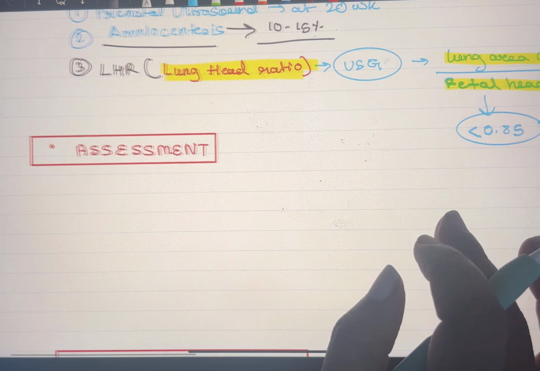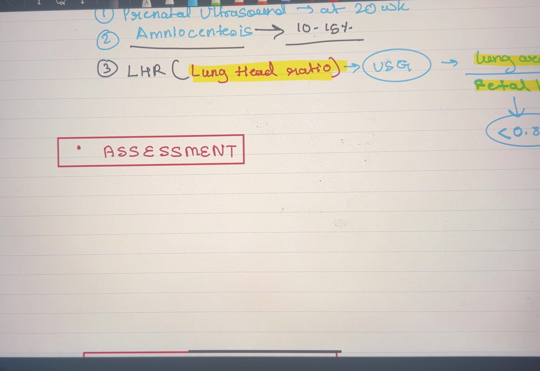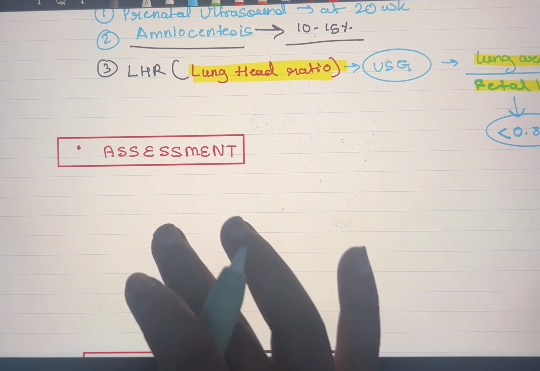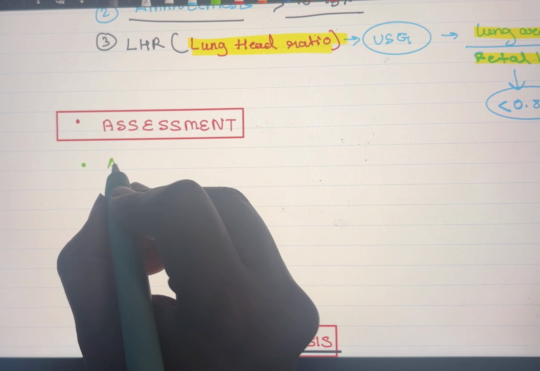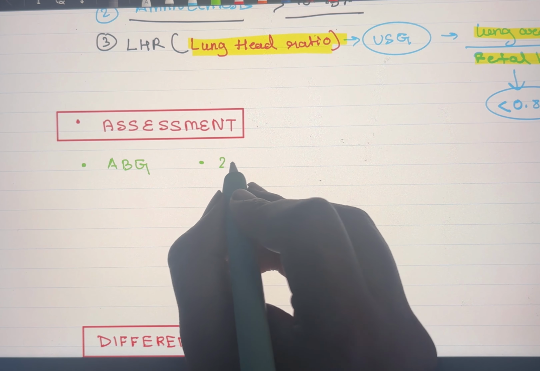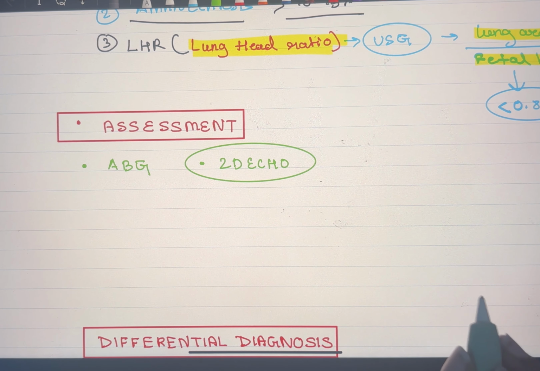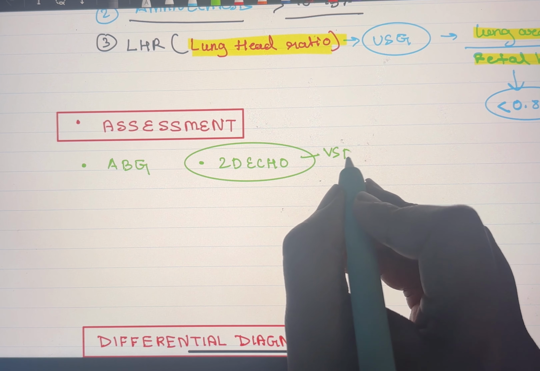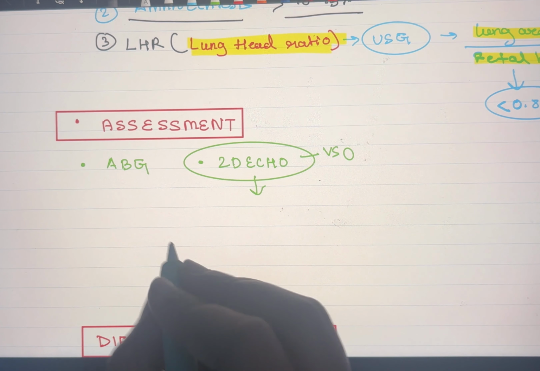So now we will see how you do the assessment of the patient. What are the tests that we will do? Number one is ABG, arterial blood gas. Number two is the 2D echo. As I have said, the most common cardiac anomaly present is VSD. We can assess the VSD in these patients, and in 2D echo we will see the McGoon index.